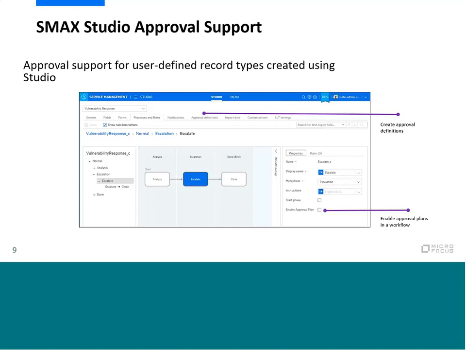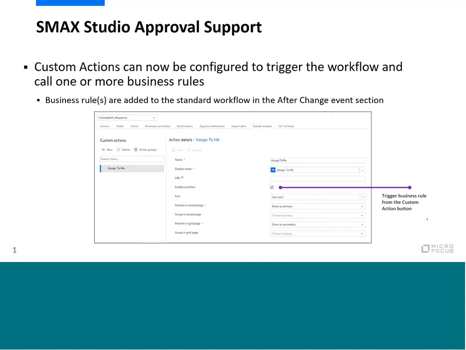Okay, one of the other things that's quite powerful that's brought to this part of Studio, which maybe not something you're thinking about for a new application, but could also be really powerful for existing applications, is the new custom actions option. So on SMAX Studio, previously you had the option of, as a custom action, to link to a URL. With the new one, Enable Workflow, this allows you to trigger business rules that run.